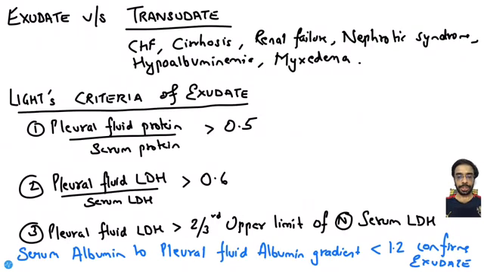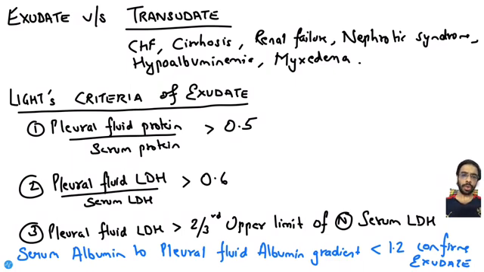Exudate versus transudate pleural effusion. Now, to differentiate, we use Light's criteria. What is Light's criteria of exudate? If pleural fluid protein divided by serum protein is more than 0.5, if pleural fluid LDH divided by serum LDH is greater than 0.6, if pleural fluid LDH is more than 2/3 of the upper limit of normal serum LDH, this will indicate that the pleural effusion is of exudative cause.